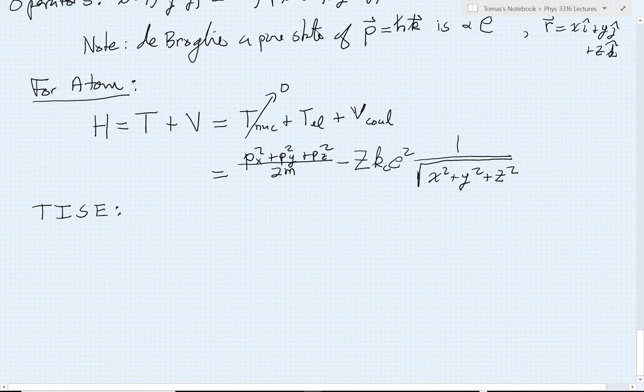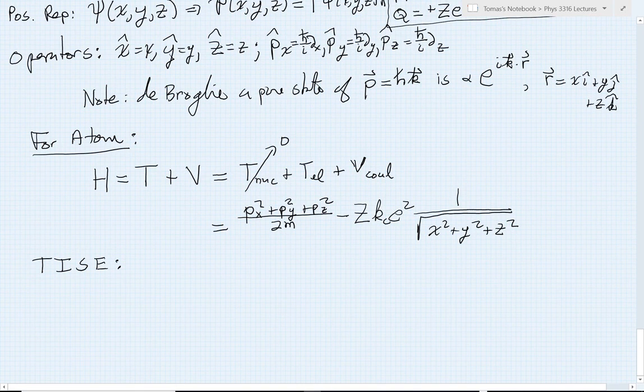which will then take the following form, right? When I insert each of these momenta, I get a minus sign from squaring the i's, and a minus h bar squared divided by 2m in all cases. So there's going to be minus h bar squared divided by twice the mass. And that multiplies, the first term gives me the x derivative squared. The second term gives me the y derivative squared. And the third term will give me the z derivative squared.